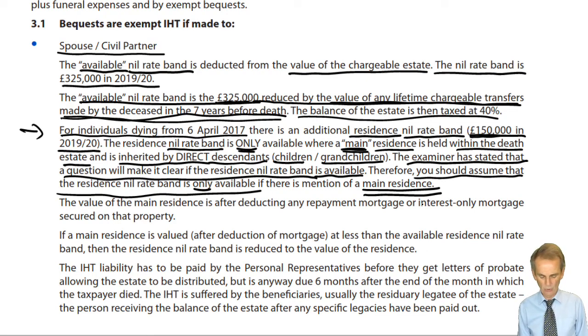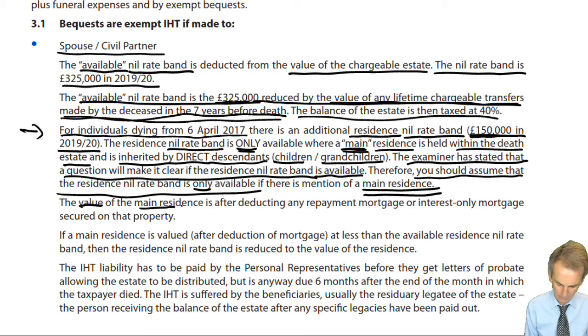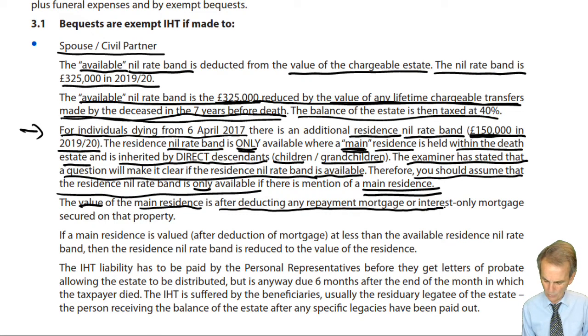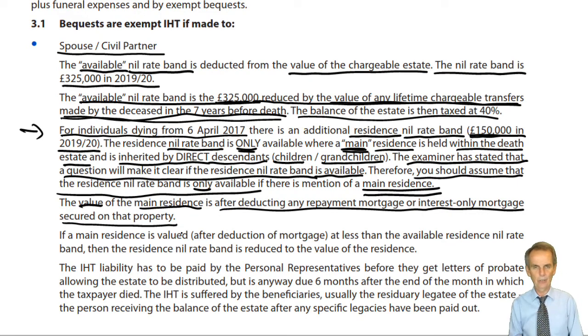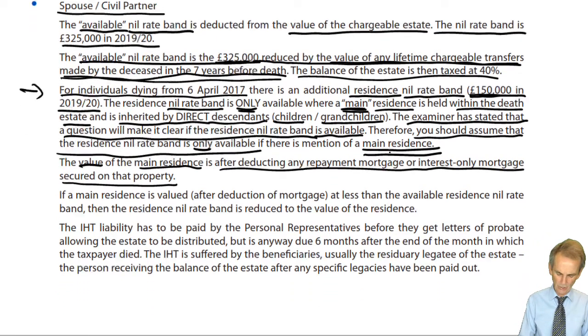Make sure that we know those rules. The value of that main residence is, as we saw as a valuation rule at the end of last time and at the top of this page, after deducting any repayment mortgage or interest-only mortgage that is secured on that property. So it's that net after deduction of mortgage value that we're talking in terms of. That would be the chargeable amount within the estate. It is that figure that is therefore eligible for this residence nil rate band.